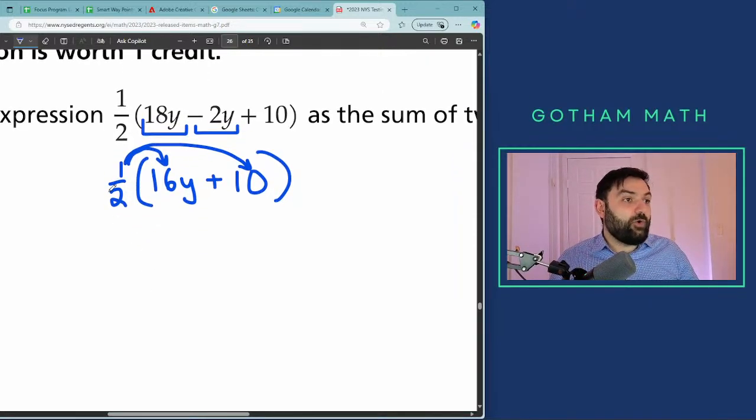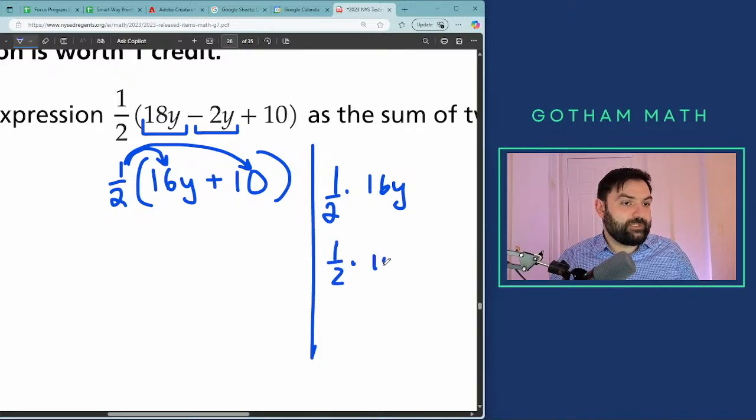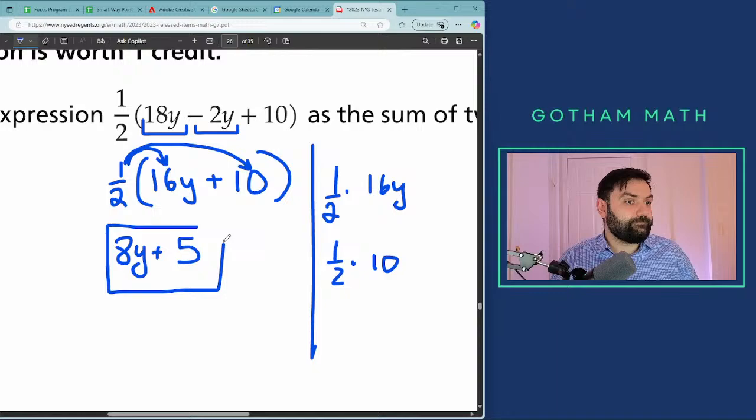So now all you have to do is multiply this by a half, or you can multiply it by 0.5 if you want to do it in a calculator, but in reality, we do know what half of 16 is. You're going to do 1 over 2 times 16y and 1 over 2 times 10, and put the result here, and that will be the answer. So 1 over 2 times 16y is 8y, and 1 over 2 times 10 is 5. And this is it. That's the answer.